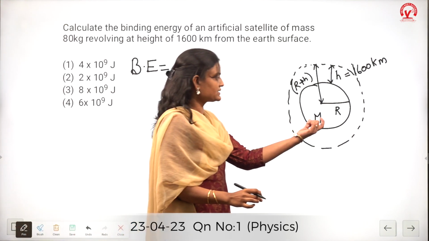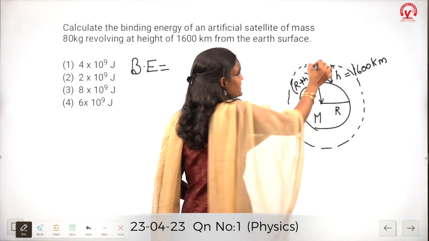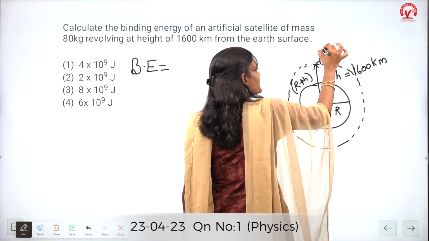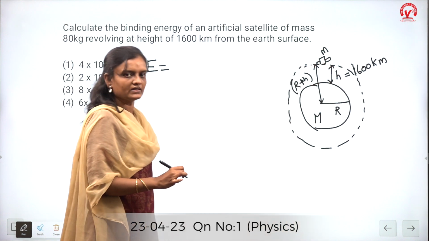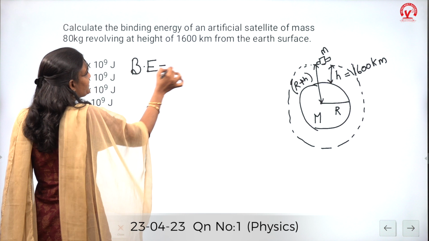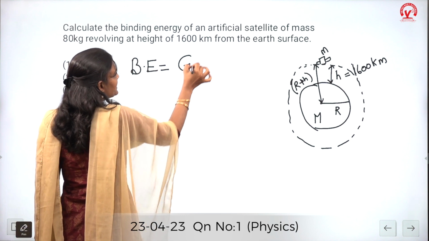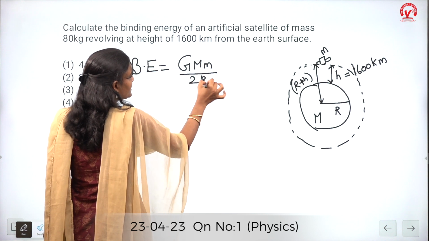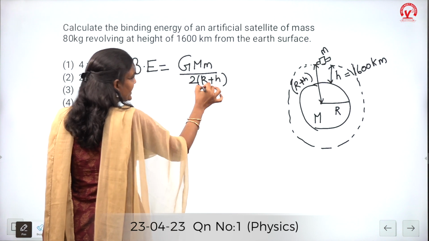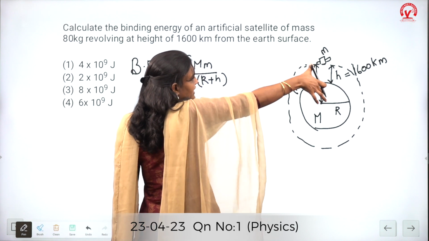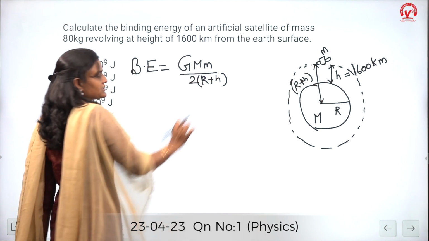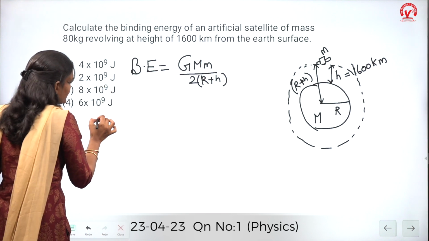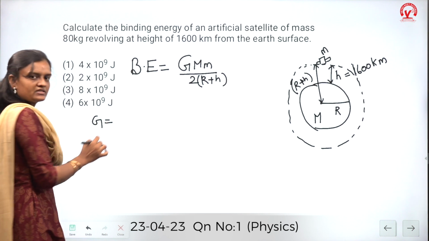Keeping the Earth mass as capital M, the satellite is moving in this orbit. I am keeping the satellite mass as small m. Now, the binding energy formula is GMm divided by 2(R plus h). We are getting the height from the surface to the satellite; the satellite's distance is R plus h. Now, G is a constant value, the gravitational constant.